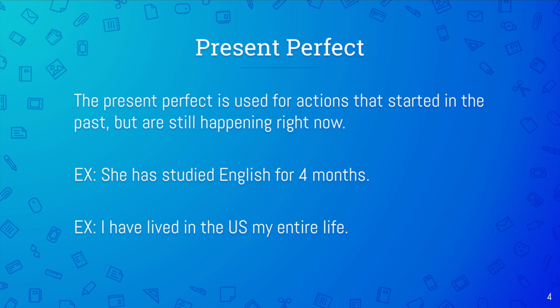Two examples. She has studied English for 4 months. So this means she began studying in the past. She began 4 months ago, but she's still studying today. So there I gave a specific amount of time, but you also can just say a general amount like that second example. I have lived in the US my entire life.